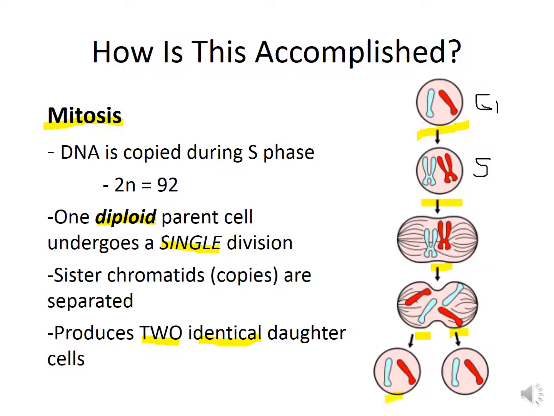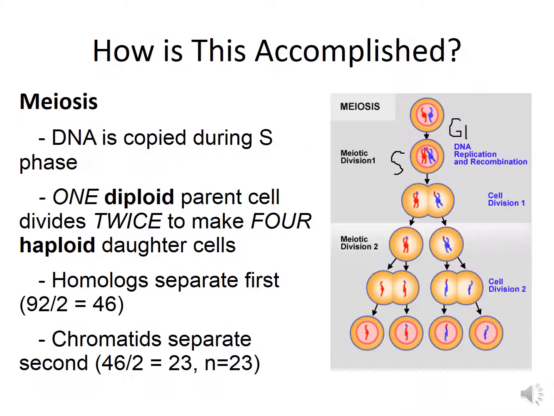What we end up with are two cells, called daughter cells, that are identical to each other, and you notice they are also identical to the parent cell that we started with. So everything stays the same in terms of the number of the chromosomes. The only thing that changes is the number of cells.